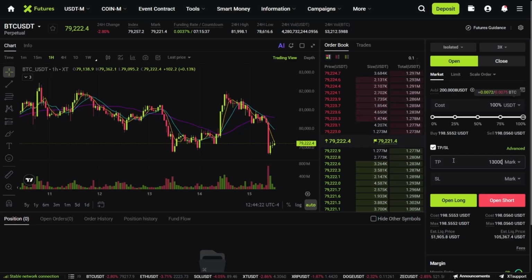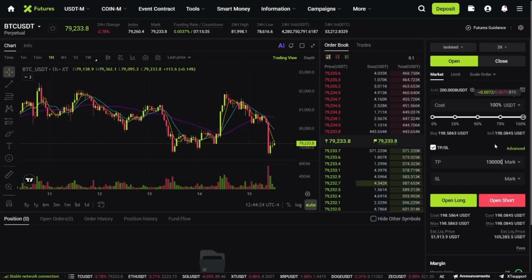This will mean again that once Bitcoin hits this price, we'll be fully sold out of our position and we will take our profits. On the downside, I'm going to set our stop loss at around 55,000. If Bitcoin reaches this price, again, we will be fully sold out of our position and we will take our losses. This is the simple way to set a take profit and stop loss.